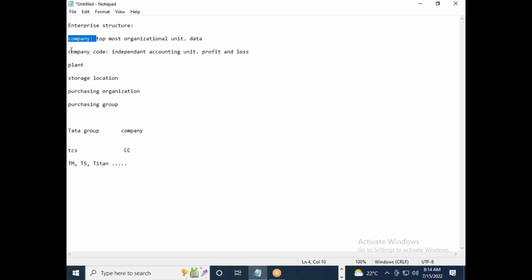Now, what is the company code? As I said, a company code is an independent accounting unit. If you take TCS, they have their own clients. Suppose you take Google, Microsoft, all international banks, international airlines, all the manufacturing companies; all these are clients for TCS. And also, TCS displays their profit and loss statements at each and every quarter. So that is the difference between a company and a company code in real time.